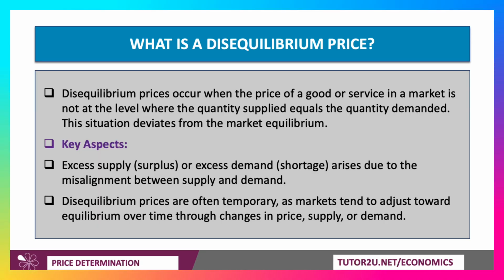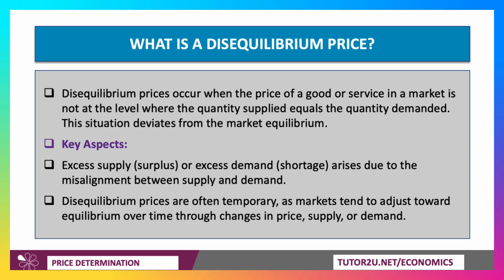But disequilibrium occurs when the price of a good or service is not at the level where quantity supplied equals quantity demanded. In other words, there is a deviation from the equilibrium. Key aspects might be, for example, excess supply, there's too much of a product, or excess demand, there's a shortage, because there's a misalignment between supply and demand in the market.